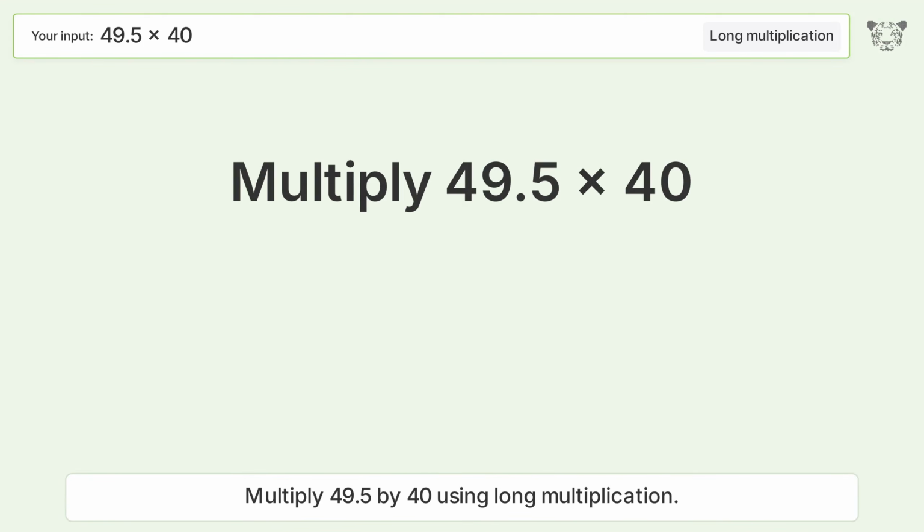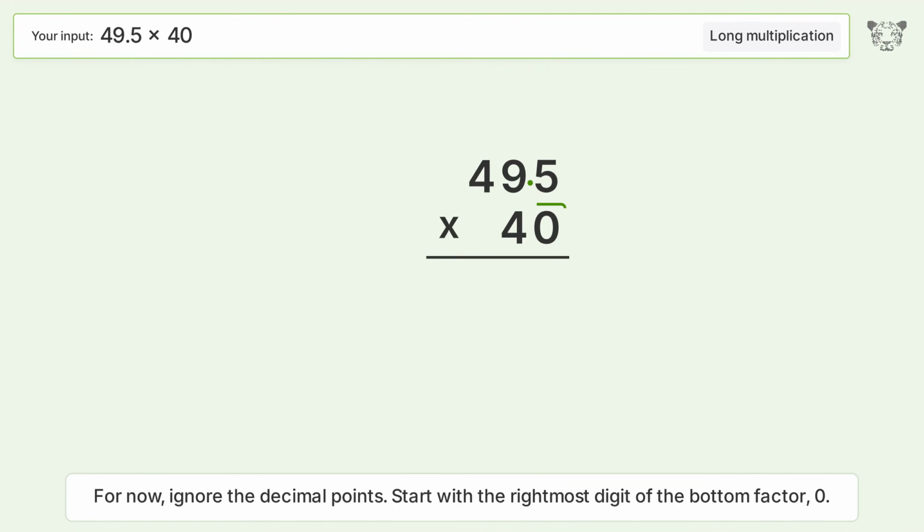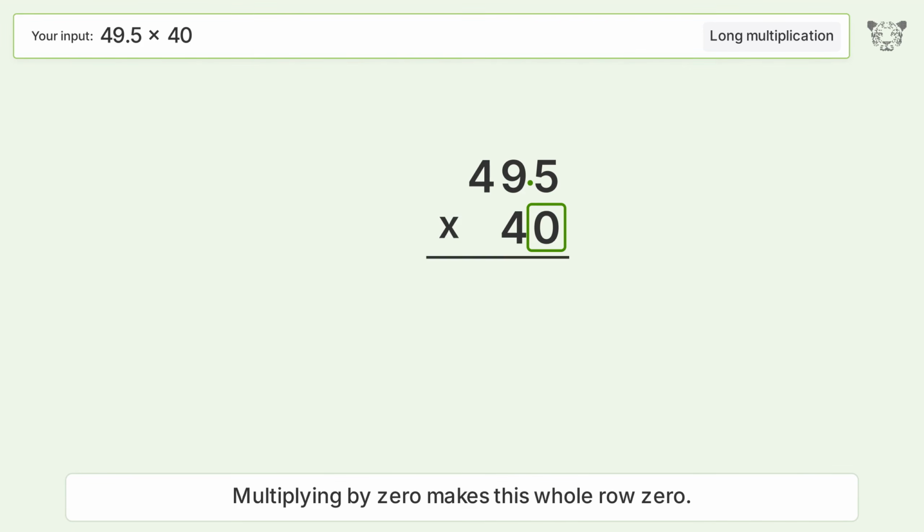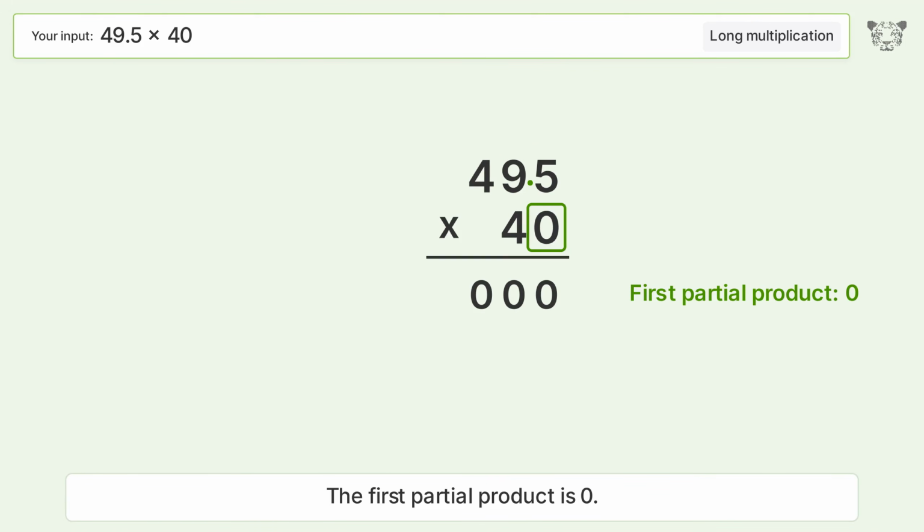Multiply 49.5 by 40 using long multiplication. For now, ignore the decimal points. Start with the rightmost digit of the bottom factor, 0. Multiplying by 0 makes this whole row 0. The first partial product is 0.